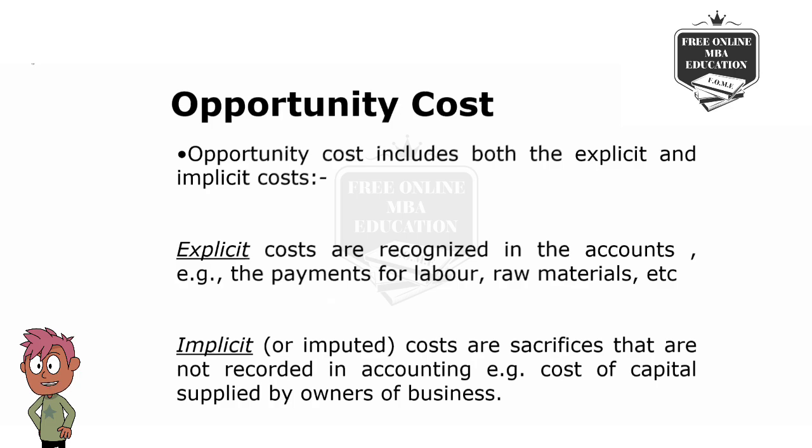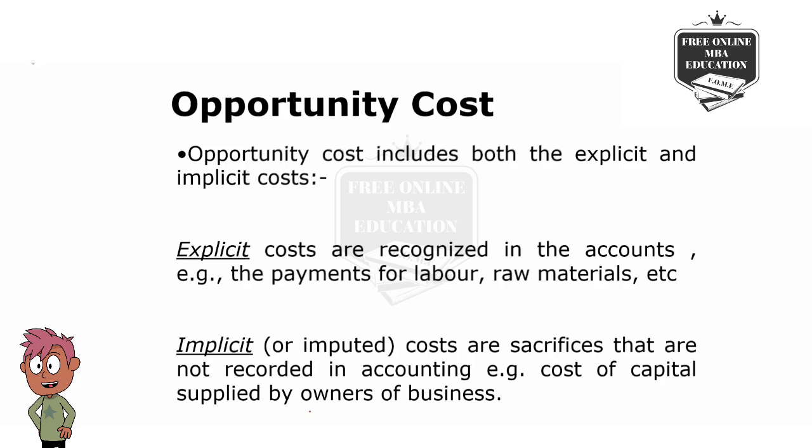Now, what is explicit cost and what is implicit cost? The explicit costs are those which are recognized in your book of accounts, which could be the payment for your labor, your raw material, etc. And implicit or the imputed costs are the sacrifices that are not recorded in accounting. For example, the cost of capital supplied by owners of the business.